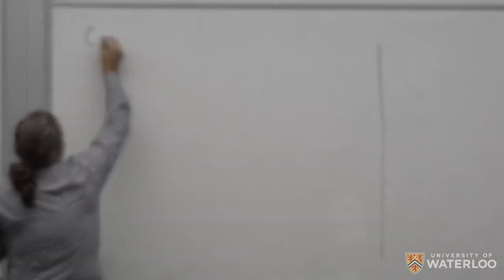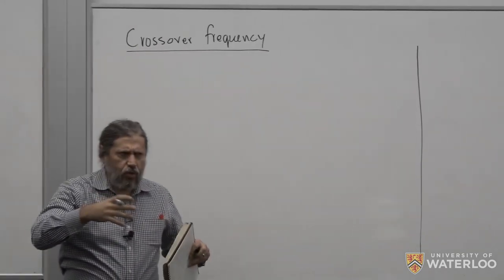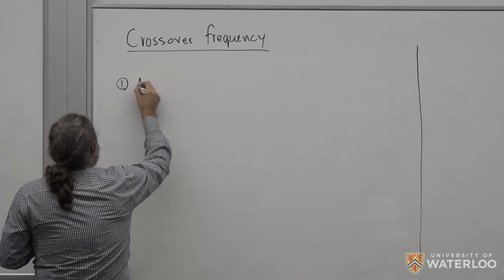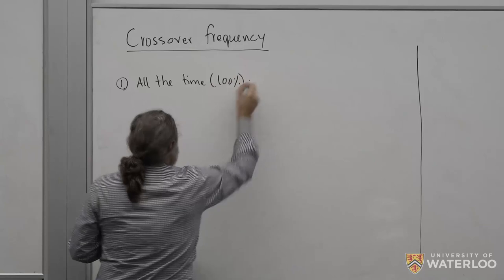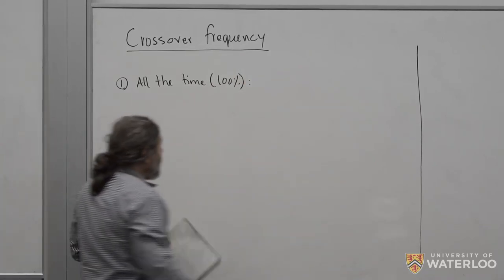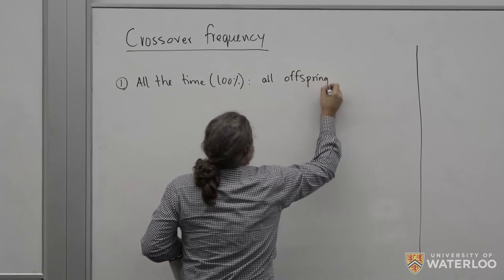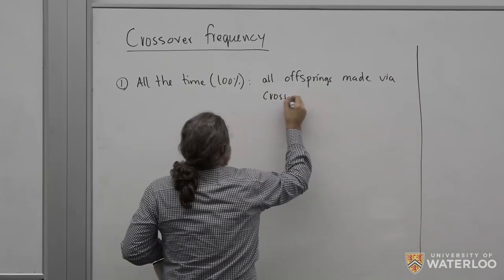So what about the crossover frequency? There may be some versions out there. I'm not aware of any. So how often do we let fit parents mate? Well, you can say, okay, you know what, all the time. So 100%. If you do that, that means all offsprings are made by a crossover, right? How else?